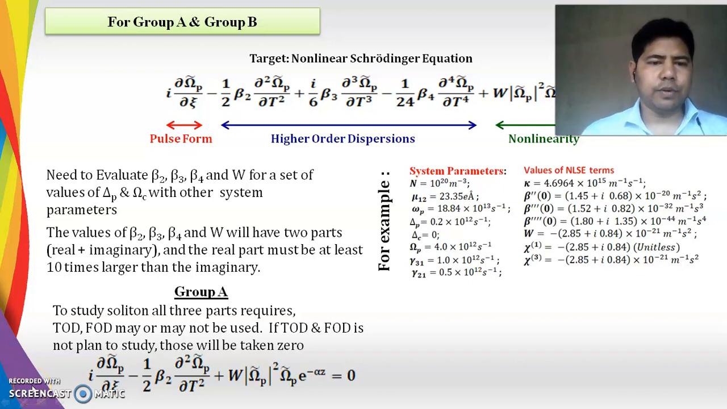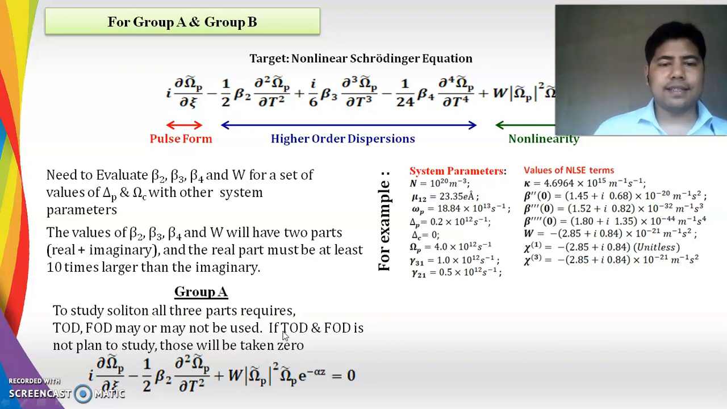Okay, we were probably here. What we are discussing is that if TOD and FOD, meaning third order dispersion and fourth order dispersion, are not planned to be studied, and we only would like to study the first order and second order dispersion and the nonlinearity, just to study the soliton, then, because in a soliton the dispersion will be balancing the nonlinearity, it will give us the generation of the fundamental soliton.